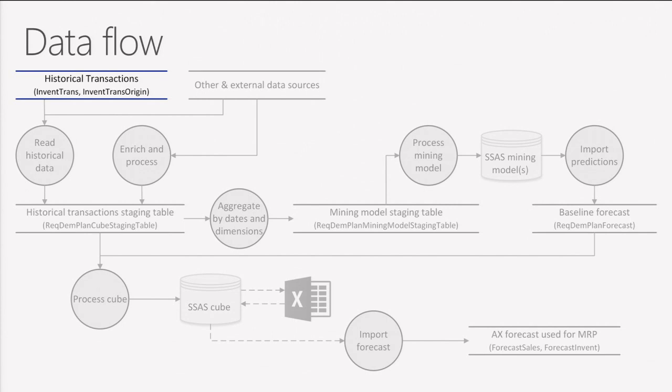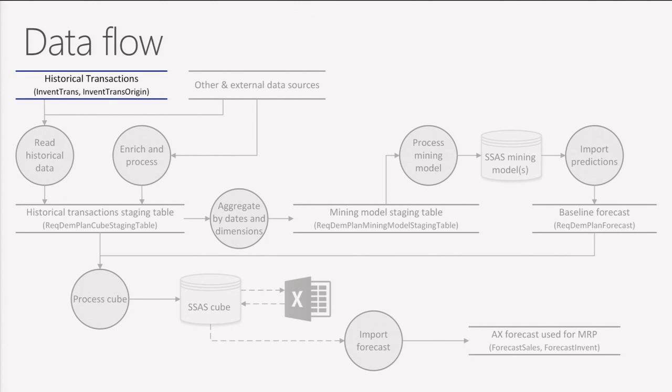So the whole story starts from the historical transactions. So we need historical transactions in order to generate the forecast. So how is it done in the demand forecasting? We basically look into the invent trans tables, both invent trans and invent trans origin, that are the tables that most of you probably know who has been working in AX. It's the tables where all the inventory transactions are stored, for example, the sales order, the purchase order, or all the transfers. So basically we have all the inventory history there.